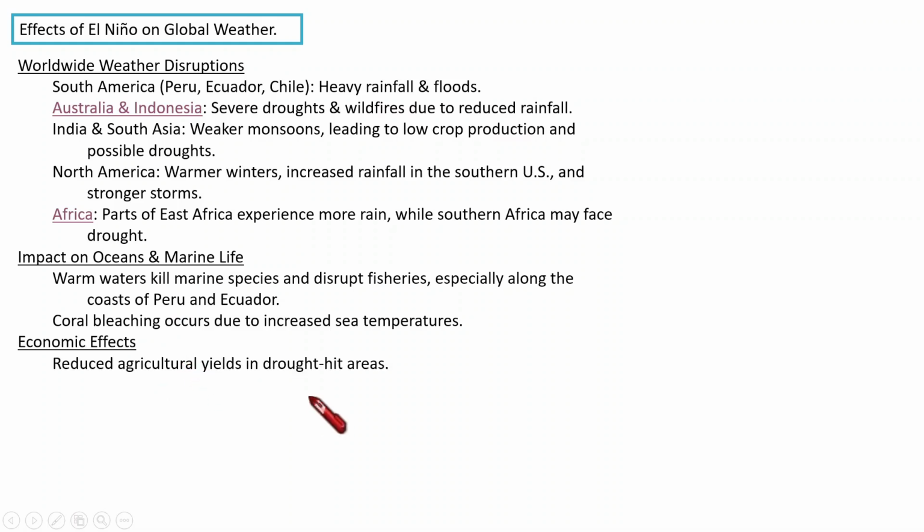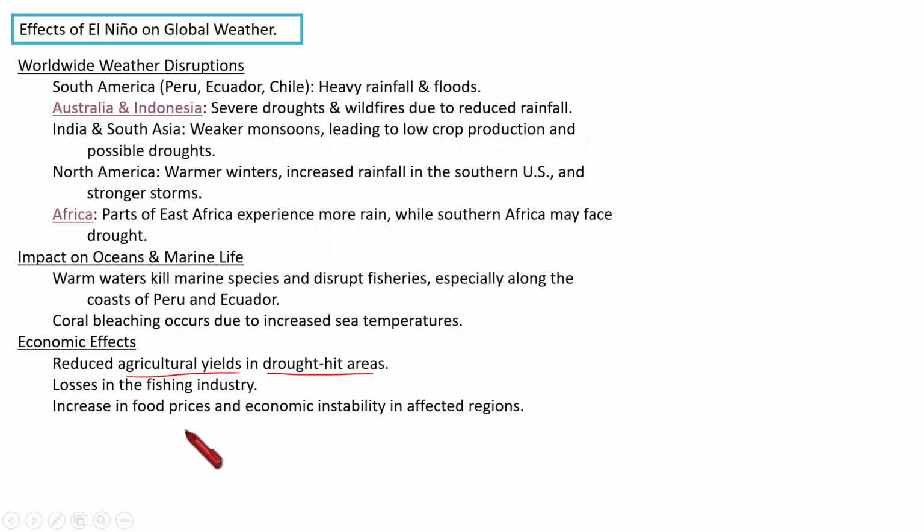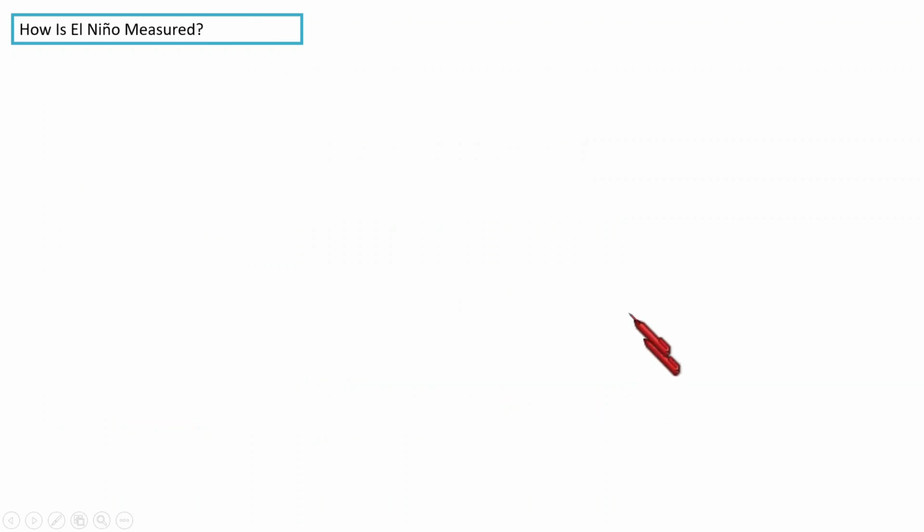Economic effects. The crops are affected because of drought in some areas, such as India, Southeast Asia, Australia and Indonesia, all areas experiencing drought. So their agricultural yield will be affected. The fishing industry will also be affected because of the increase in water temperature. As agricultural yield reduces, food prices will hike and economic instability may happen in affected regions.